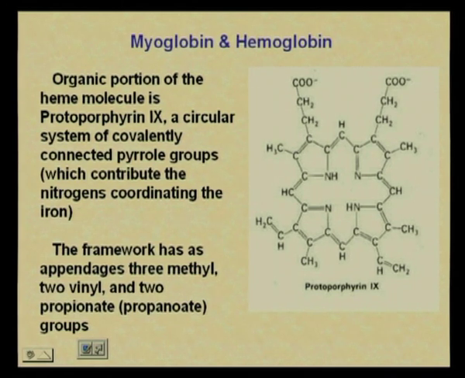So, when we are looking at this prosthetic group of myoglobin and hemoglobin, we have the organic portion of the heme molecule, that is protoporphyrin 9, a circular system of covalently linked pyrrole groups. This is one pyrrole, this is another pyrrole, and so on. When we link these pyrrole groups together, we have these nitrogen atoms that coordinate the iron for the heme group.